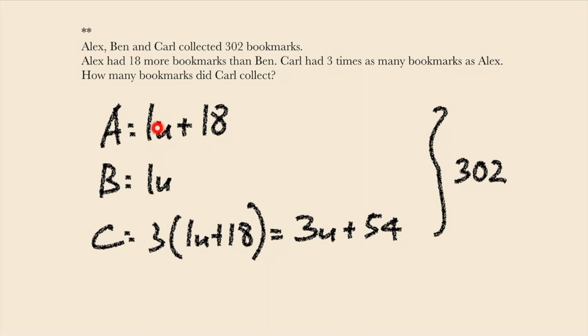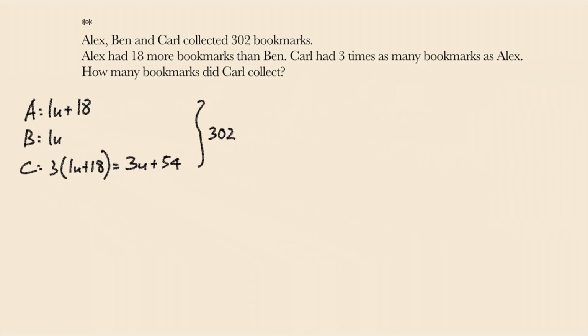That means 1u will be multiplied by 3, giving us 3u. 18 will also be multiplied by 3, giving us 54. The total is 302. So, how many bookmarks did Carl collect? Okay, we'll find that out later.